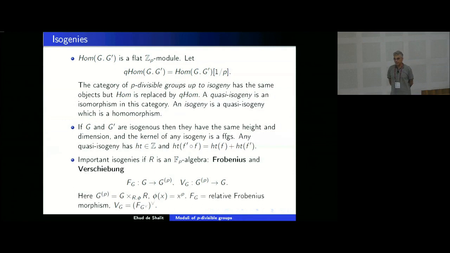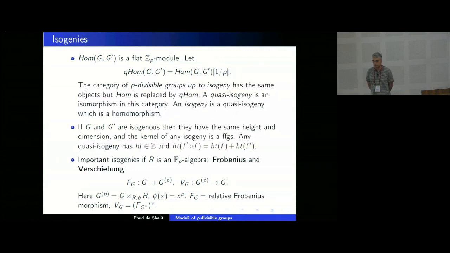And very famous and useful isogenies to have in characteristic P: so far R was general, but if R now is an FP algebra, then you have the relative Frobenius, which you have for every scheme. Here it becomes an isogeny. And what's special in the group situation is that you also have the Verschiebung.